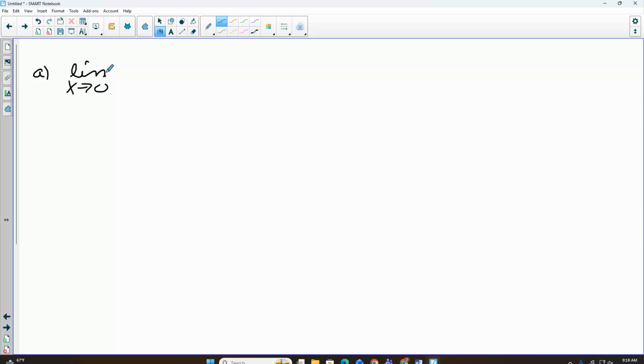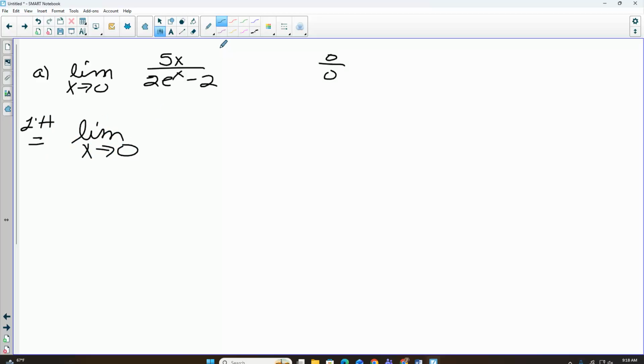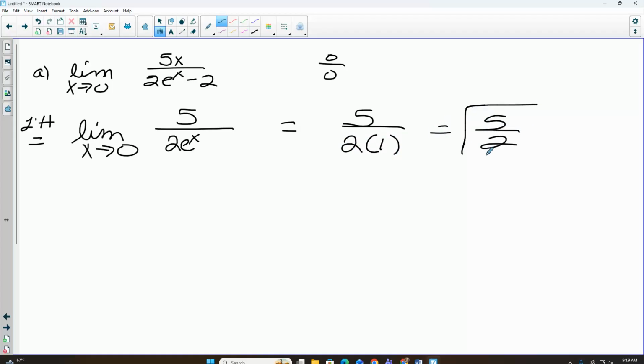If it was a limit that we couldn't evaluate, then we had to see, is it possible to write it like this? So if I look at this one, 5 times 0 is 0. On the bottom, e to the 0 is 1, 2 minus 2 is 0. So this is 0 over 0, which means we can do L'Hopital's. Not to be confused with a derivative when you're doing the full quotient rule. So L'Hopital's says you can do the derivative on the top, you can do the derivative on the bottom separately. Derivative of e to the x is still e to the x, derivative of 2 is 0. Now, if I plug in my 0, I just get 5 halves.